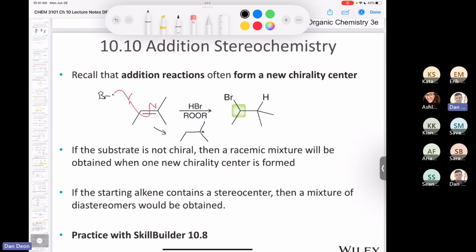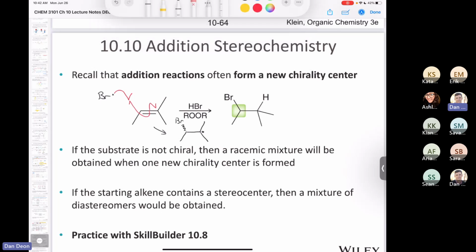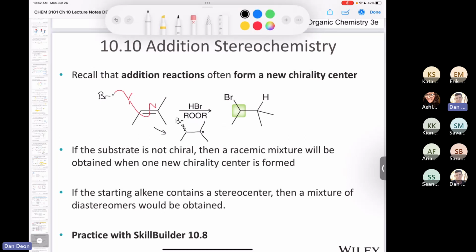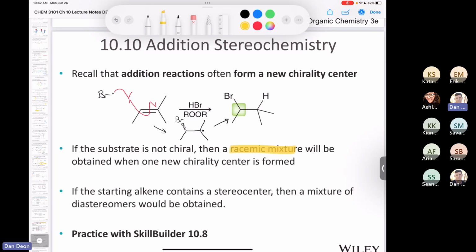You form your radical here, but the bromine could be coming out of the page like this, or it could be going back into the page like this. So to designate that it could be either one, sometimes we put a little squiggle bond like this, which means it could be going forward or backward. And so you're going to end up with a racemic mixture. In this case, you would get a racemic mixture with this molecule.